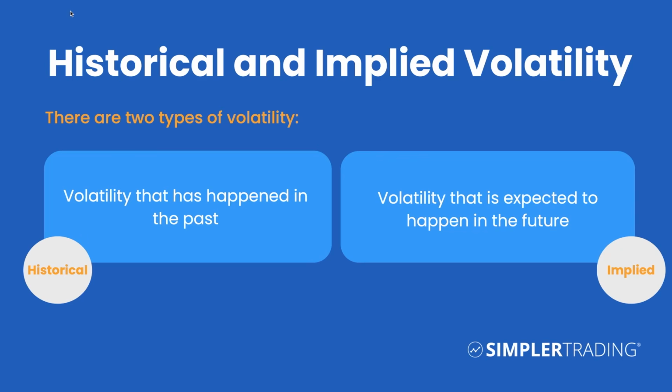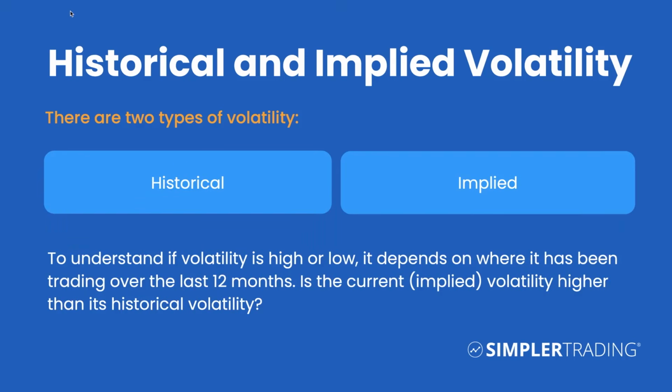Historical and implied volatility. There are two types of volatility. Historical volatility is that which has happened in the past, and implied volatility is volatility that is expected to happen in the future. To understand if volatility is high or low, it depends on where it has been trading over the last 12 months. Is the current implied volatility higher than its historical volatility?